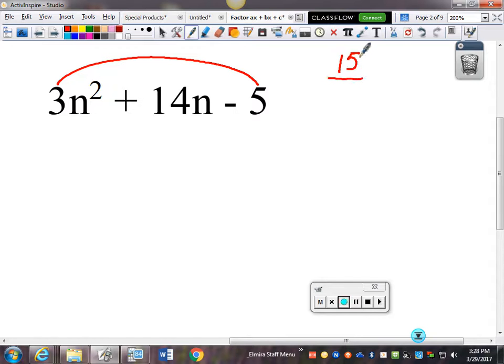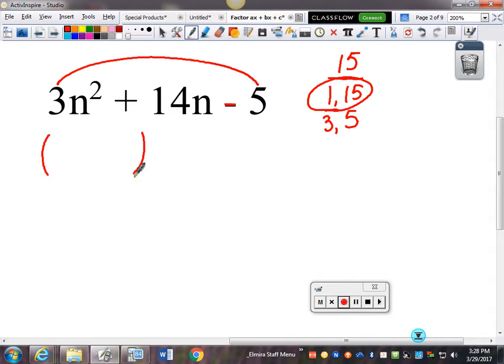Then make a list of the factors of 15. So 1 times 15, 3 times 5. What I'm looking for is the pair of factors that's going to subtract to make 14. That would be 1 and 15.